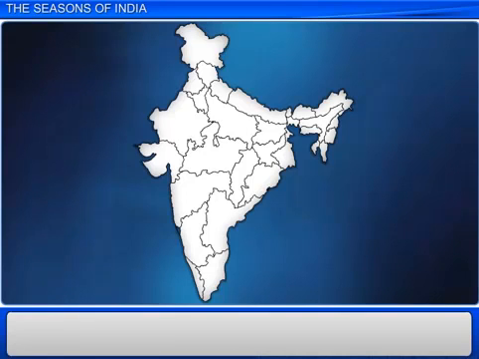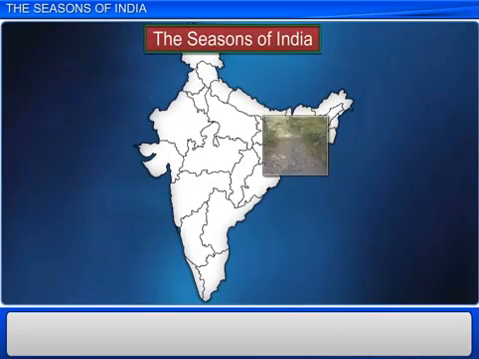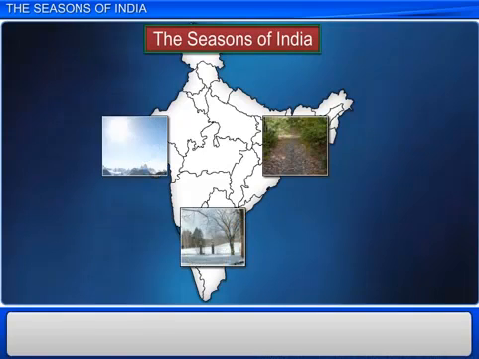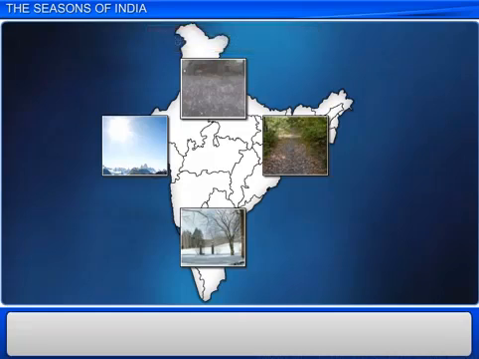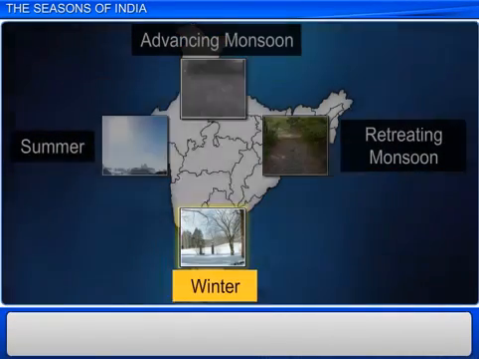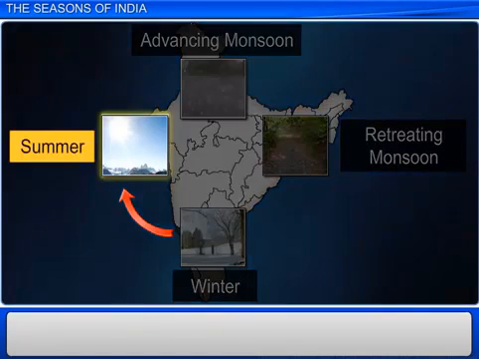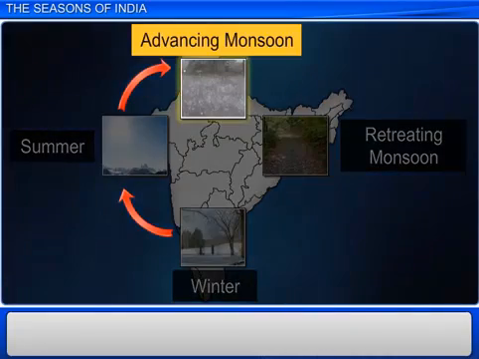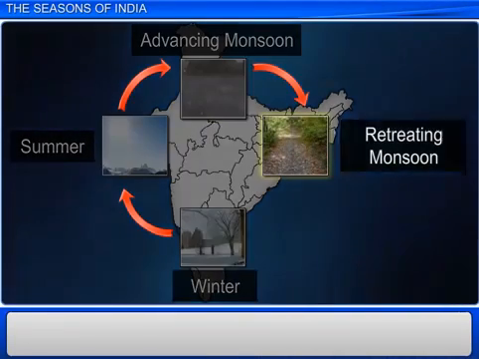The changes in the weather conditions in India can be broadly categorized into 4 distinct patterns. These are the cold weather season, the hot weather season, the advancing monsoon, and the retreating monsoon.